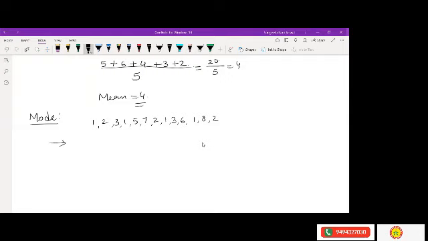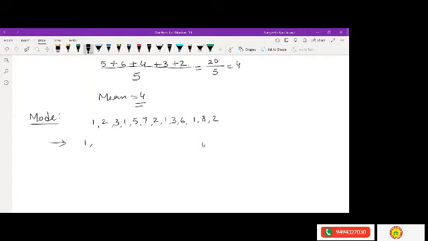So what do I do to find the mode? First, I will arrange this data in either ascending order or descending order. Whichever order you choose is your choice. I am arranging in ascending order, from small to big.